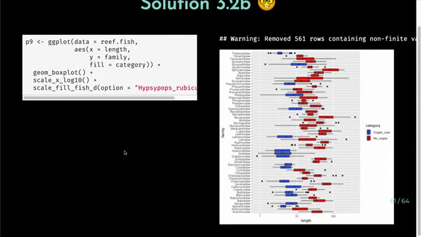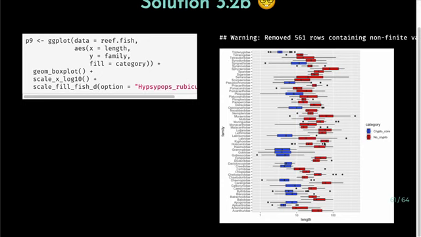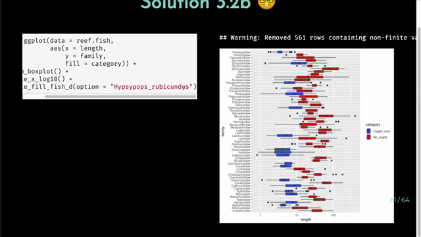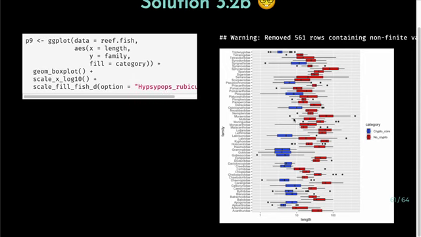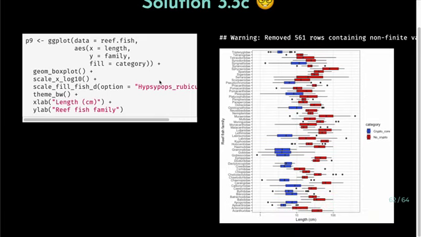All right, then adding the fill for category, which is either cryptobenthic or mobile. And we can see that a lot of these lower values are blue boxes, and a lot of the other ones are red boxes. So that suggests that the cryptobenthics generally are smaller, as they should be. And that was just done using the scale fish D with option equals Hypsipops rubicundus. And then finally, we just use the theme_bw theme, and then we rename those two axes, and we are done.